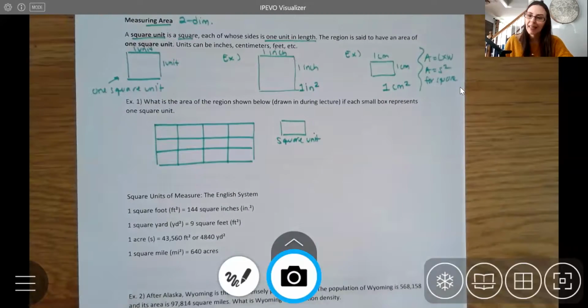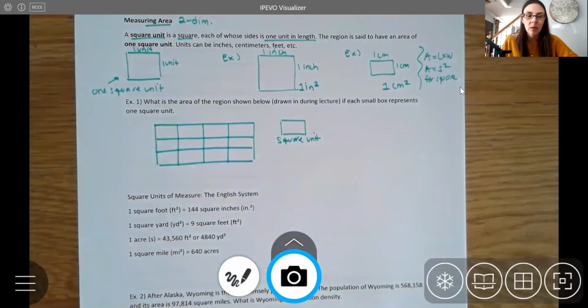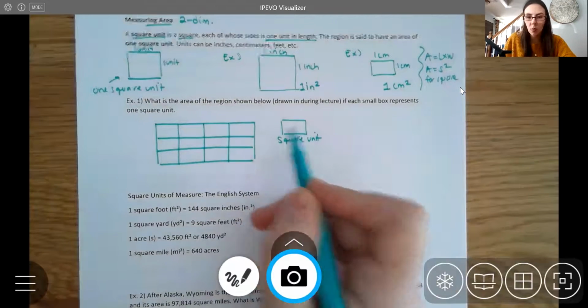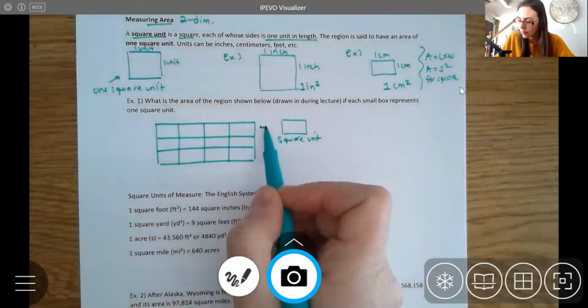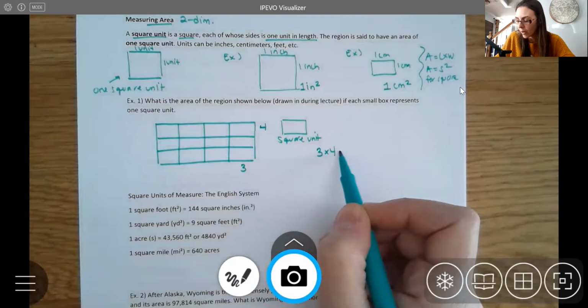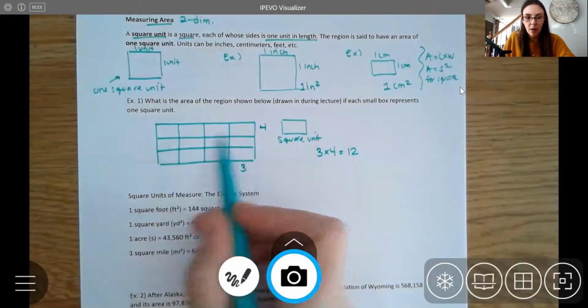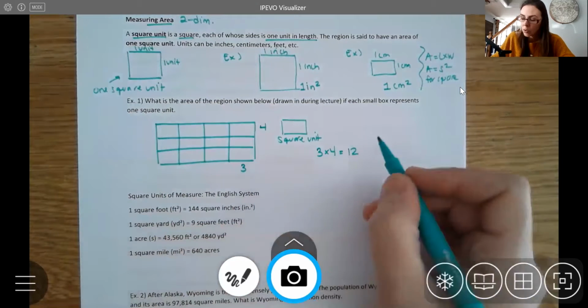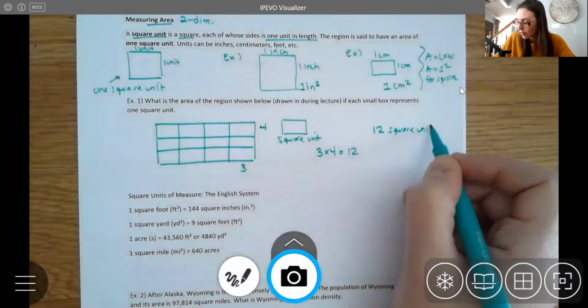So here's an example, and again, I apologize. This is supposed to be all squares, not rectangles, but you kind of get the idea, right? It says, what is the area of the region shown below if each box represents 1 square unit? Okay, so 1 square unit is one of these boxes. So if you look here, we have 1, 2, 3, 4 by 1, 2, 3. So we end up having a 3 by 4 rectangle, excuse me, and we get 12 boxes altogether, right? So I can see 4, 8, and 12. So the answer here is just 12 square units.